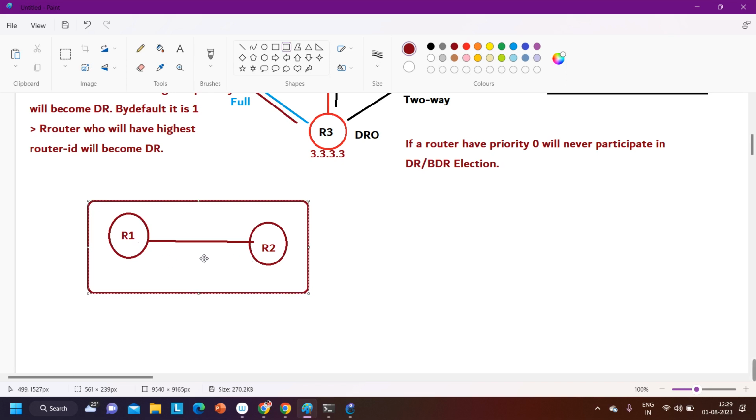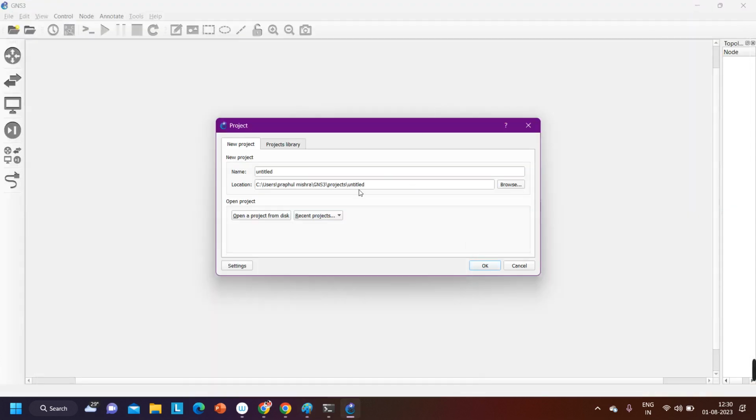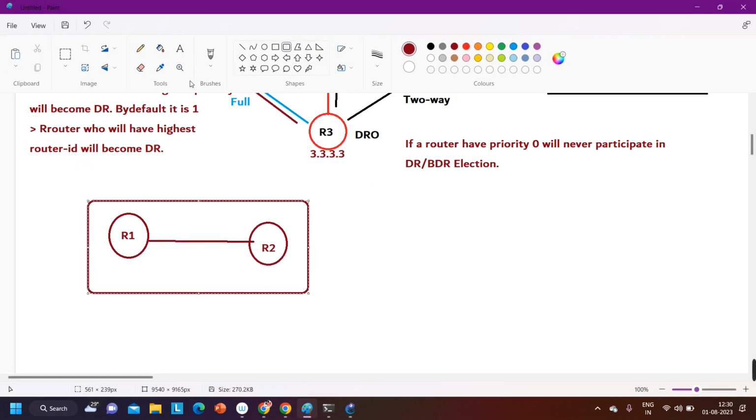In this type of network, DR and BDR is not required because router 1 is directly connected to router 2. This is a point-to-point connection. So here DR and BDR is not required. We will configure priority 0 on both routers. Okay, if there are 3 routers like this, router 1, router 2 and router 3, then also DR and BDR is not required, brother.